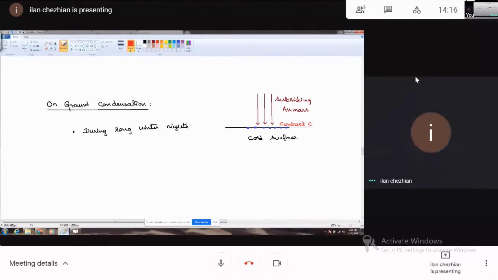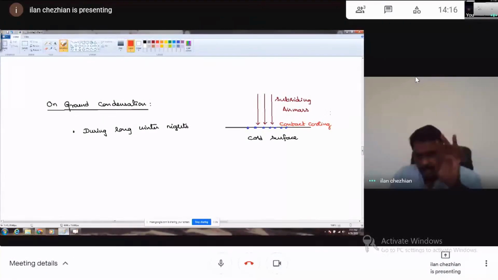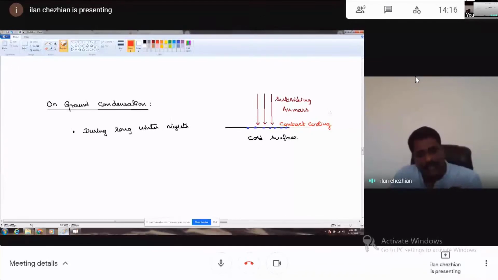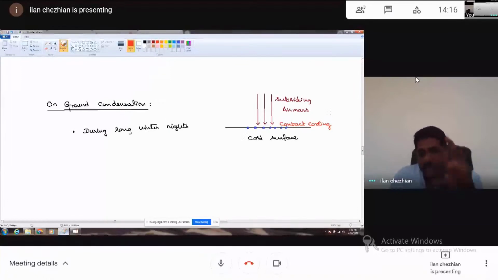Contact cooling, right? It results in what? Condensation, my friend, as simple as this. A subsiding air mass coming into contact with an extremely cold surface, by the process of contact cooling, results in on-ground condensation.